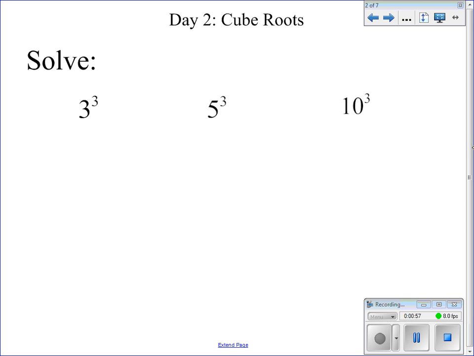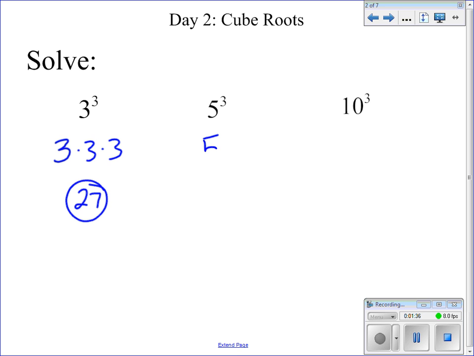Before we can cube root, we need to know how to cube a number, or take it to the third power. Remember, 3 to the third power does not equal 3 times 3. 3 to the third power stands for 3 times 3 times 3. We multiply our base number 3 different times because the exponent is 3. So 3 times 3 is 9, times 3 is 27.